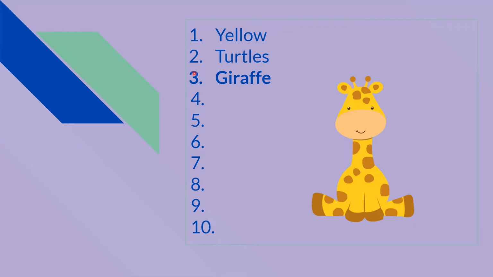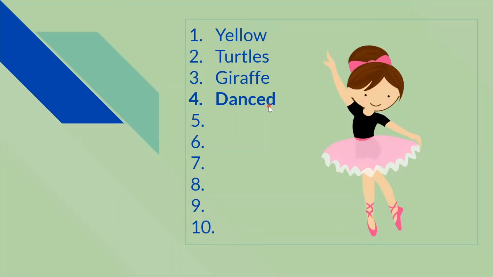Now for number 4, we are going to need a past tense verb. Do you remember what that is? Verbs are words that describe an action such as run, walk, or sleep. A past tense verb describes an action that happened in the past, such as ran, walked, or slept. For example, I'm going to choose the word danced. Go ahead and think of a past tense verb and add it to your list next to the number 4.